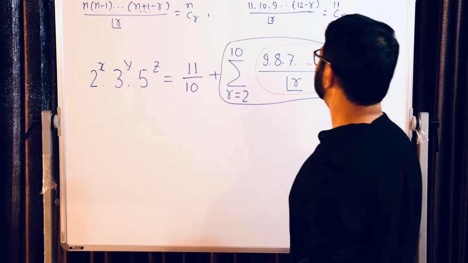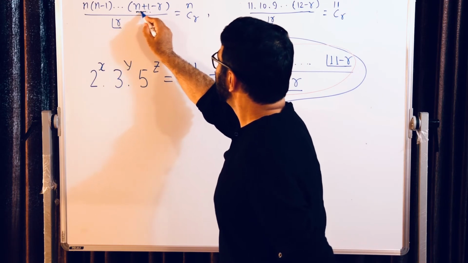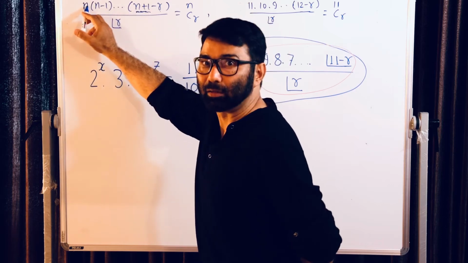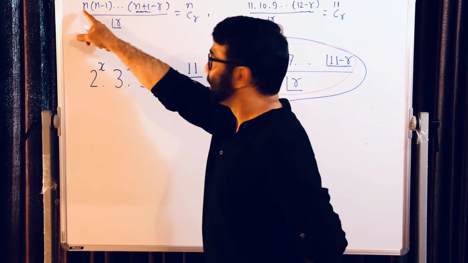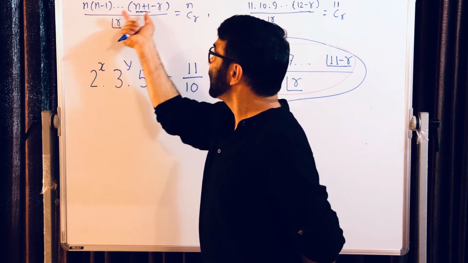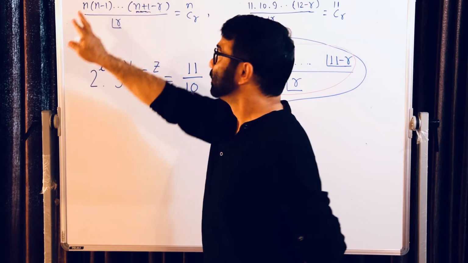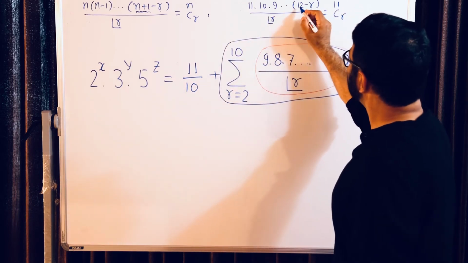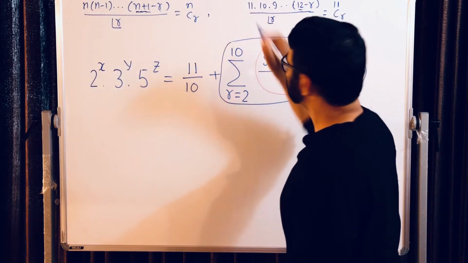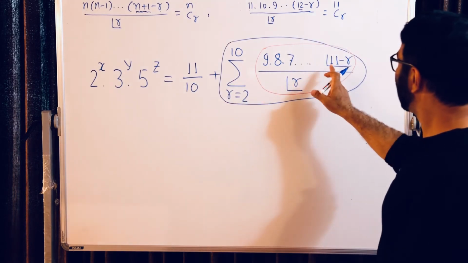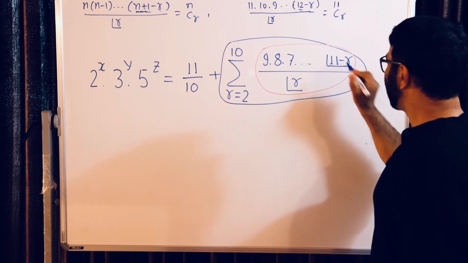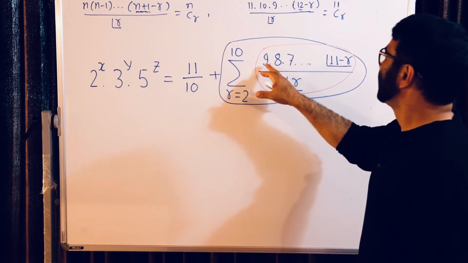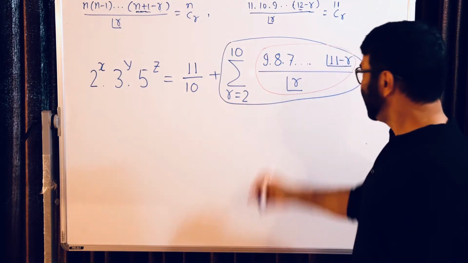Now, if here this is n plus 1 minus r, the first term should be n, one less than n plus 1, and the difference between terms is 1. So just look at this term. This is 12, the first term is 11. Now look at this term. Here I am getting 11 minus r. It means the first term should be 10, but here the first term is 9.